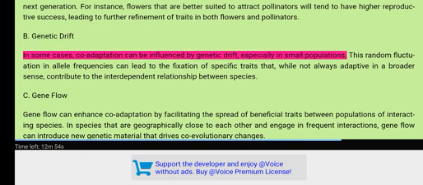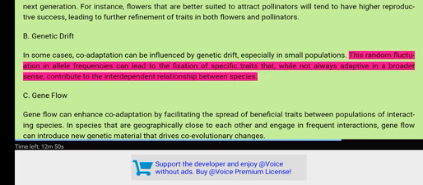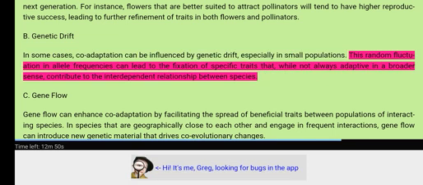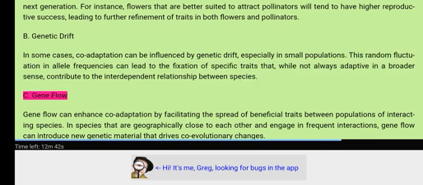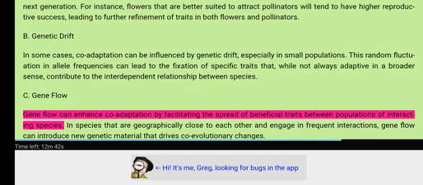B. Genetic drift. In some cases, co-adaptation can be influenced by genetic drift, especially in small populations. This random fluctuation in allele frequencies can lead to the fixation of specific traits that, while not always adaptive in a broader sense, contribute to the interdependent relationship between species. C. Gene flow. Gene flow can enhance co-adaptation by facilitating the spread of beneficial traits between populations of interacting species.